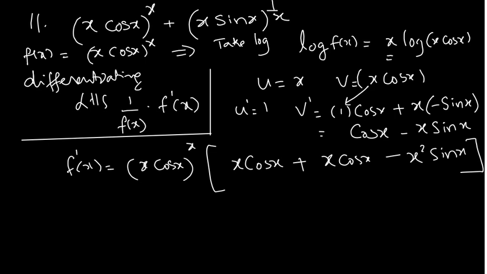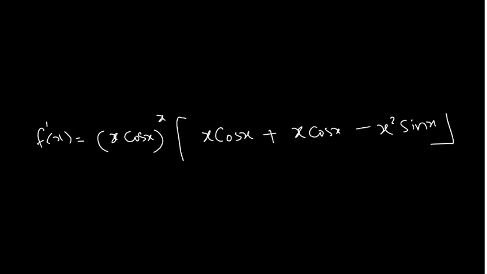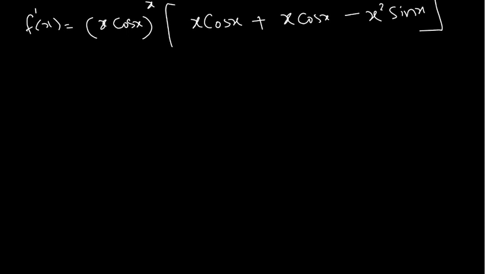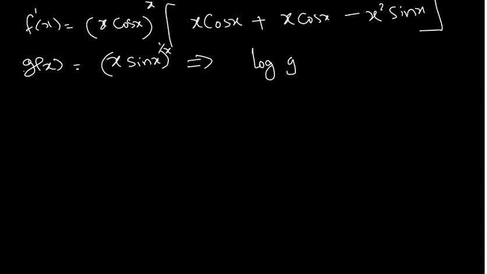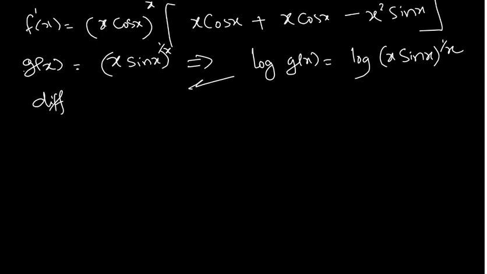So you can add it to the library if you want, you can go to that new page. So g of x is x sin x to the power of 1 by x. So that implies log g of x equals to log x sin x to the power of 1 by x. And therefore, differentiating, you will have g dash x by g of x equal to differentiation of this, you have to use a chain rule. You will get a chain rule here.